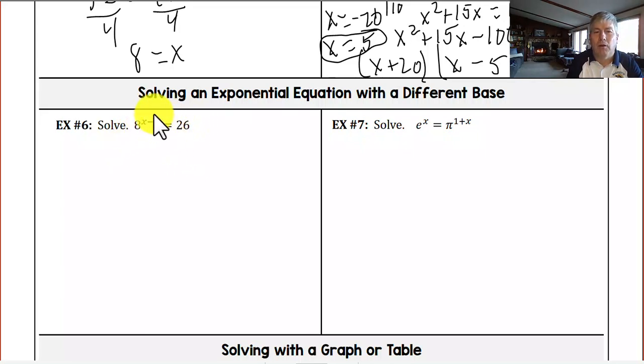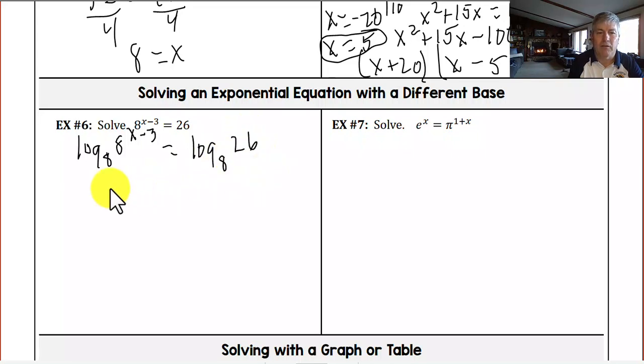So in order to get that x minus 3 out of the exponent, we're going to have to log both sides. And we have options. We can do natural log if we want, or we could do log base 10 of both sides. I'm going to choose to do log base 8, and you'll see why. So we're going to log base 8 both sides. And you've got to show that work. So log base 8 of 8 to the x minus 3 equals log base 8 of 26. So we've logged both sides.